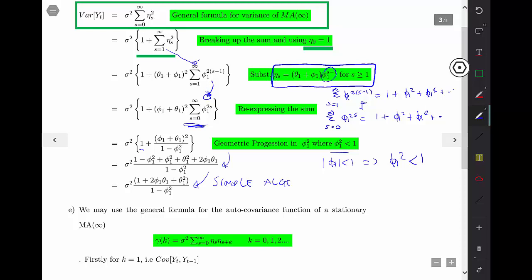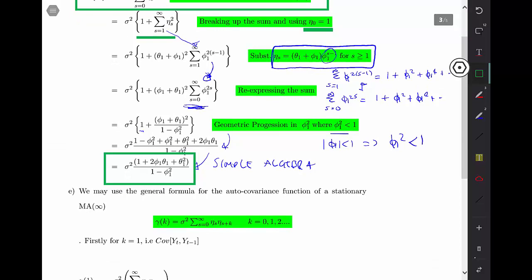Okay. So this is then the variance of this particular MA infinity process, which again we've shown is equivalent to the ARMA(1,1). Therefore, this is the variance of an ARMA(1,1) process.